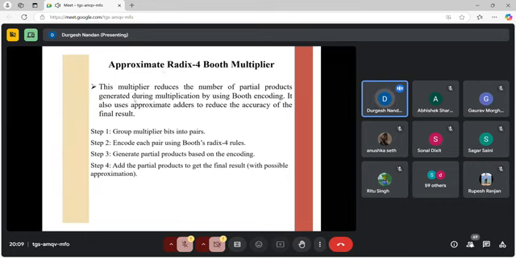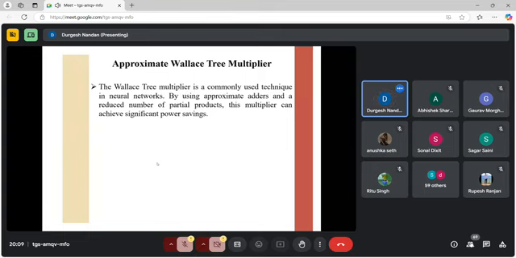If we see it step by step, at first we group the multiplier bits into pairs, then encode each pair using Booth radix 4 rules. Then we generate the partial products based on the encoding, and at last add the partial products to give the final result with possible approximations. Another approach is the approximate Wallace tree multiplier, another type of approximate multiplier, in which we perform the approximation in the Wallace tree multiplier.